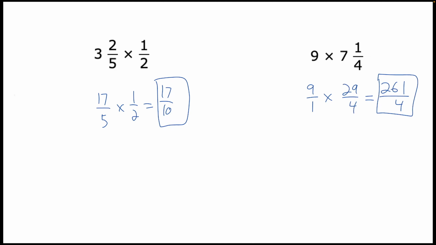And for the second problem, here is the work. You might have had to use a calculator, or if you did 9 times 29 by hand, or I guess you could do it in your head if you really are quick with it. You should have gotten 261/4.